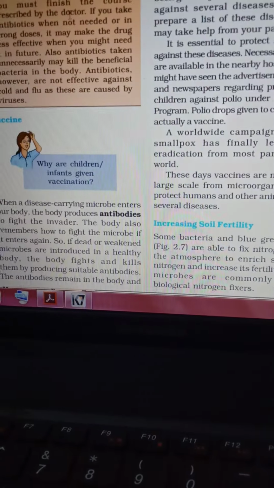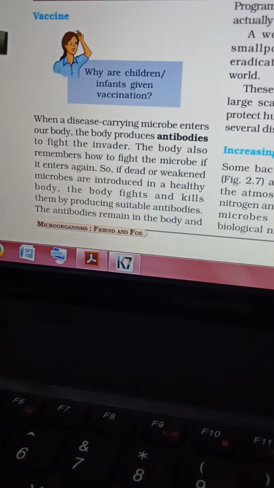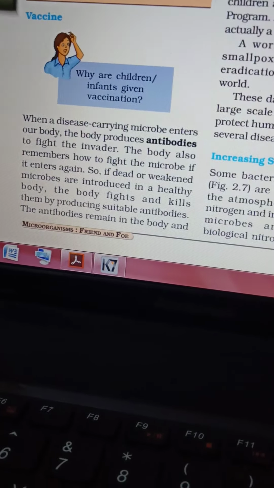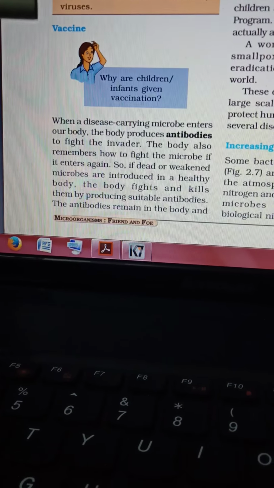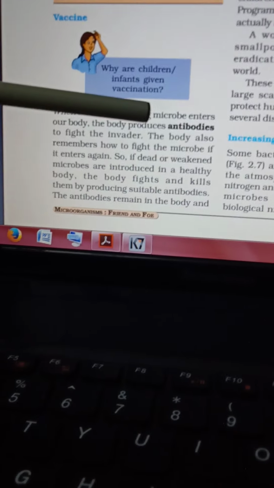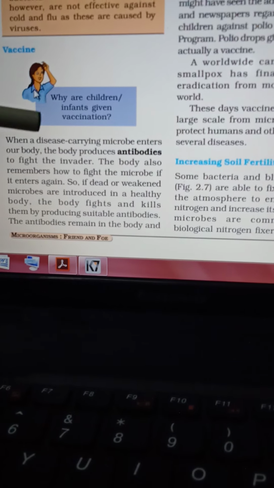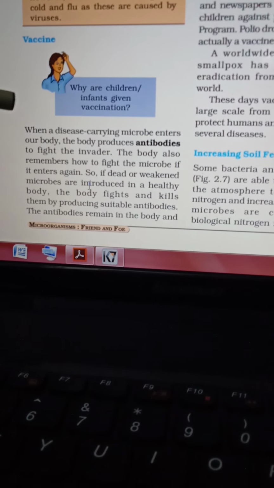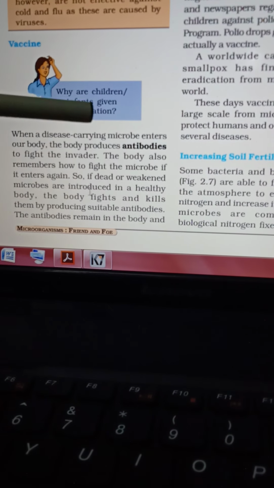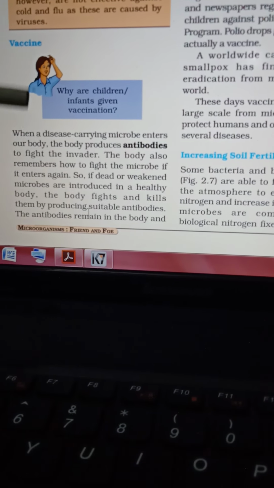And now we'll see about vaccines. You know very well, even for this COVID-19, they are just busy with the vaccination process. What is vaccination? That is the main thing you must know. How does a vaccine work, and what is vaccination? When a disease-carrying microorganism enters our body, first our body produces antibodies to fight the invader or to kill the pathogen. So the body also recognizes how to fight the microorganism when it encounters the body again.